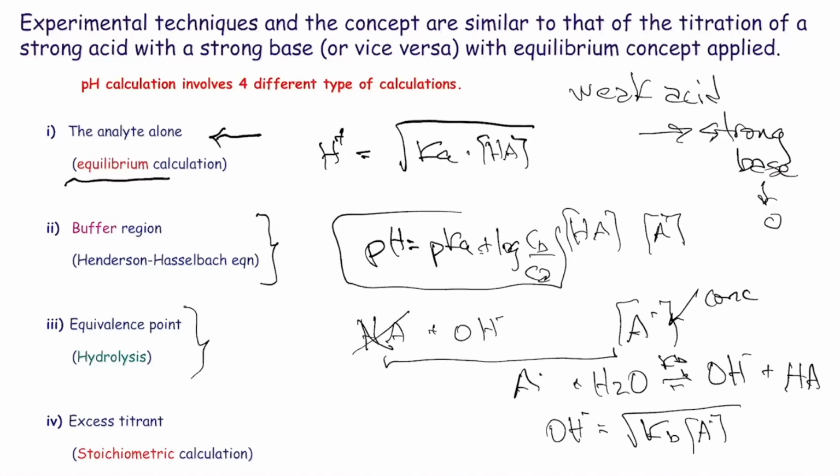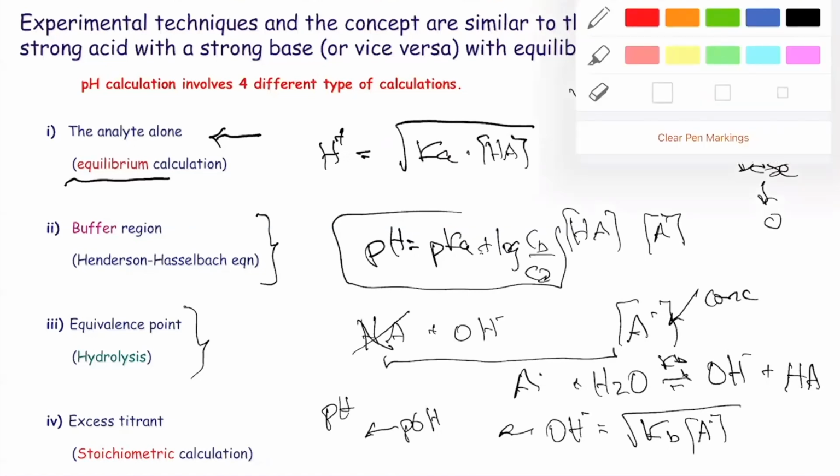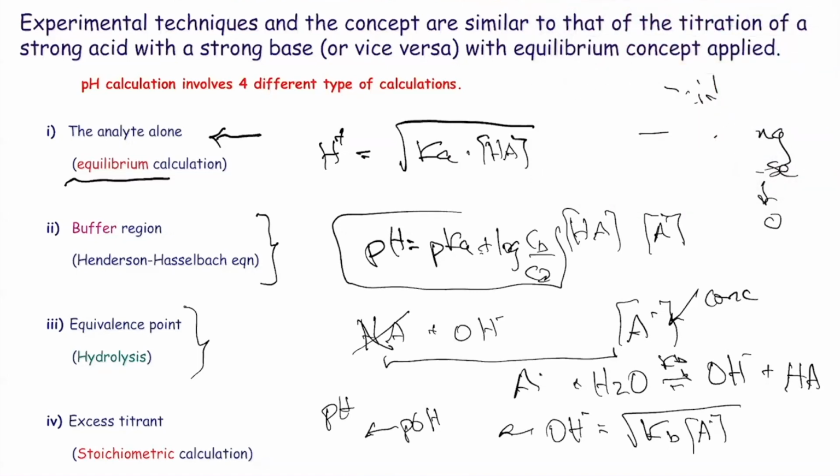But remember, when you're doing a titration curve, you don't want to plot pOH. You want to plot pH. This is what I will see a lot of times, because you guys aren't thinking, okay? You don't want to do that.